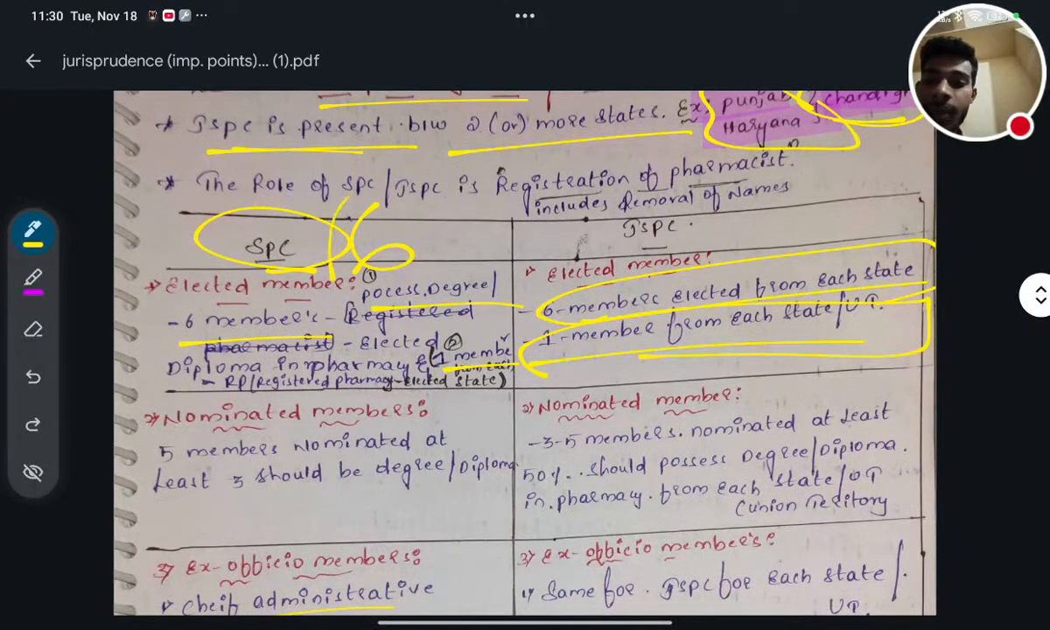In the case of Assam Pharmacy Council, 6 members will be from Assam only. But in the case of joint state pharmacy council, 12 members will be there. Out of that 12 members, 6 members will be from one state and 6 members will be from another state. Why? Because it is a joint pharmacy council.